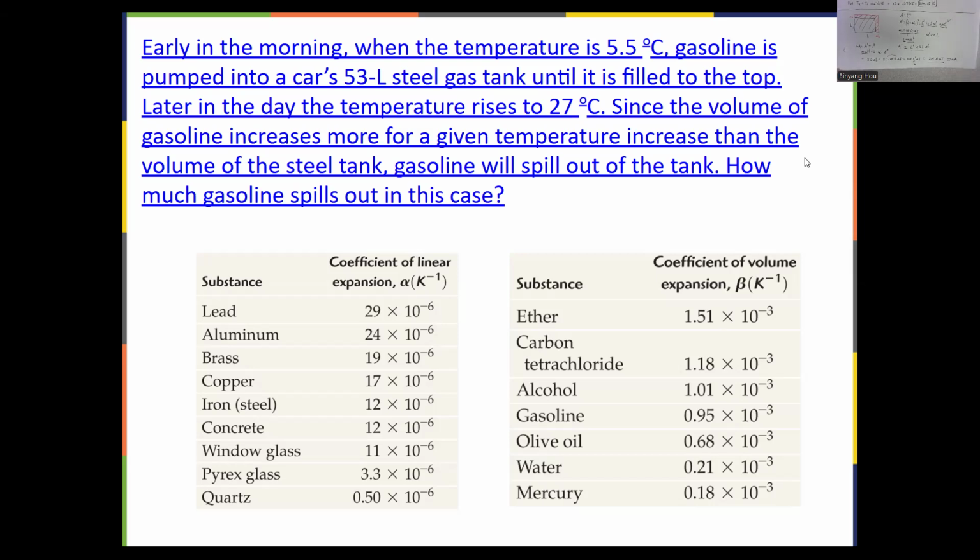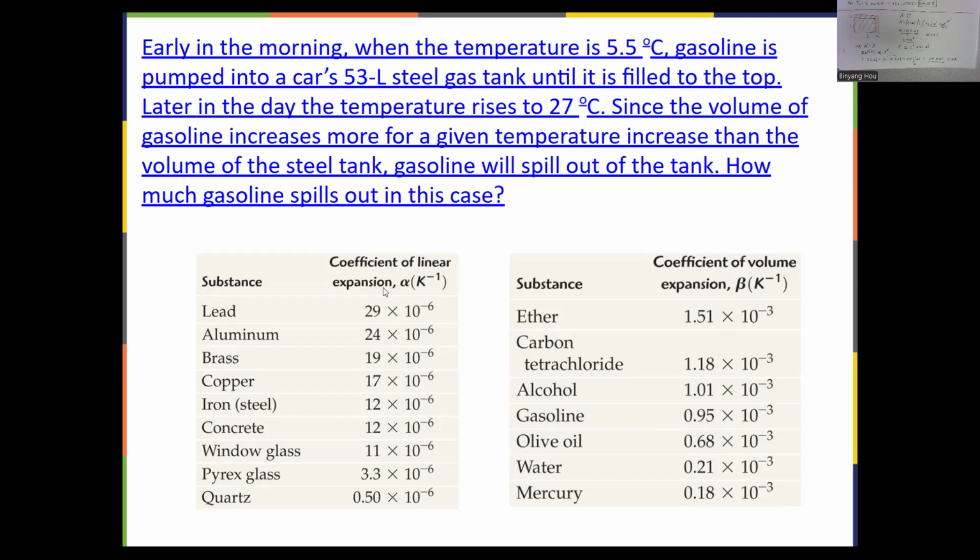So it gives you all this coefficient of linear expansion for the metals. So the gas tank is made of steel. So you'll be looking at steel here, which is iron. So you'll take this as the coefficient of linear expansion. And then for the gasoline, it's giving you the coefficient of volume expansion. So be careful about whether you are given linear or volume. So this side is volume, so then you can use that. But this side is linear.